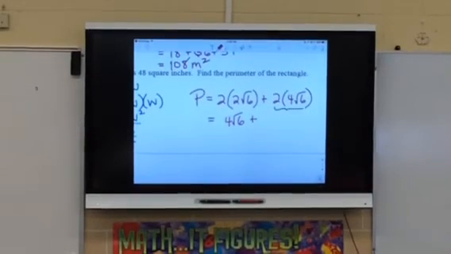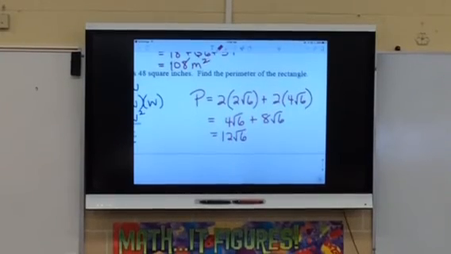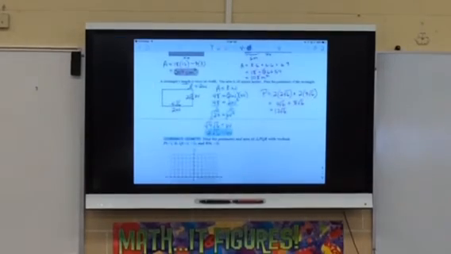Allie, what's 2 times 4 root 6? 8 root 6. Thank you, Allie. When you add this together, can you tell me how to add those? It would be 12 root 6. How confident are you in that answer? Pretty confident. Good. Okay, what's the label?